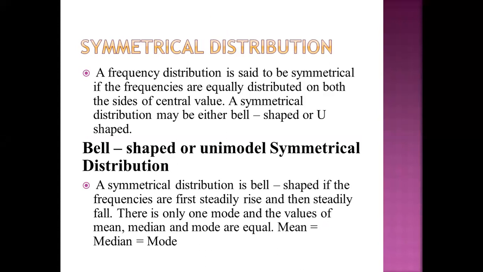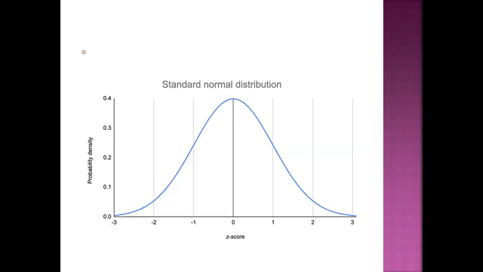A frequency distribution is said to be symmetrical if the frequencies are equally distributed on both sides of the central value. A symmetrical distribution may be either bell-shaped or U-shaped. A bell-shaped or unimodal symmetrical distribution is one where frequencies first steadily rise and then steadily fall, and there is only one mode, and the values of mean, median, and mode are equal.